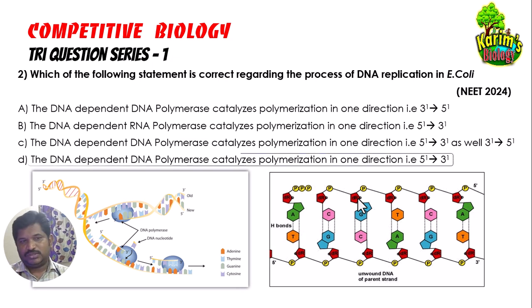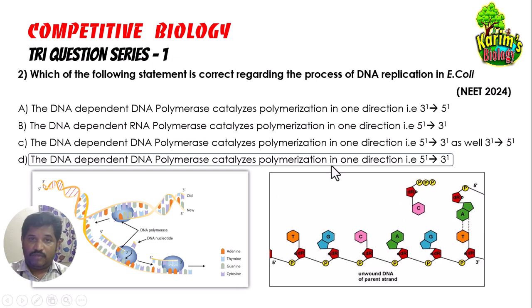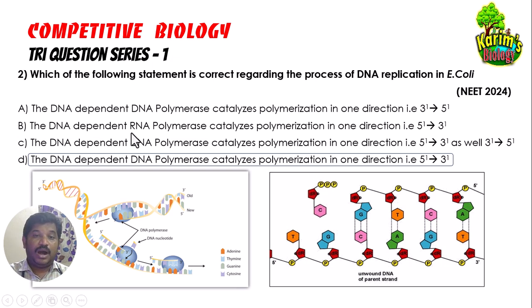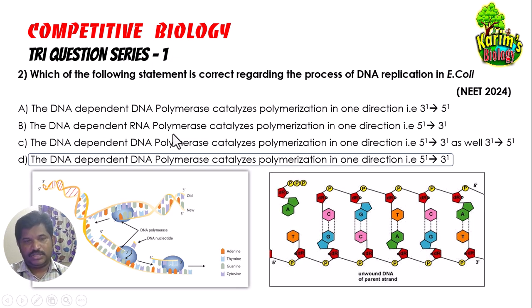So the correct answer is that the DNA dependent DNA polymerase catalyzes polymerization in one direction, that is from 5' to 3' direction. Whereas you can see that option B says that the DNA dependent RNA polymerase catalyzes polymerization in one direction, that is from 5' to 3'. Okay, so you may think that as it is given as 5' to 3', this is also a correct answer. But actually this statement is about the RNA polymerase. It is about the transcription process, but not about the replication process. So the correct option is D, right?